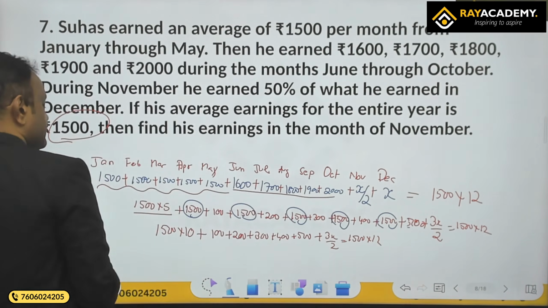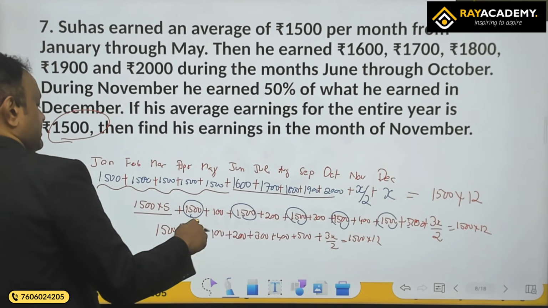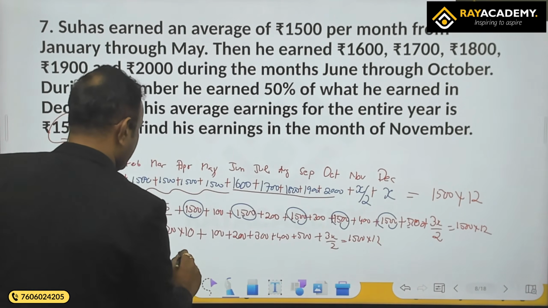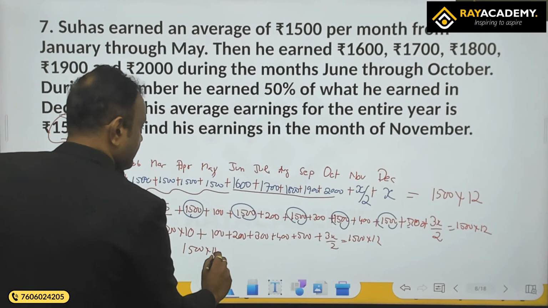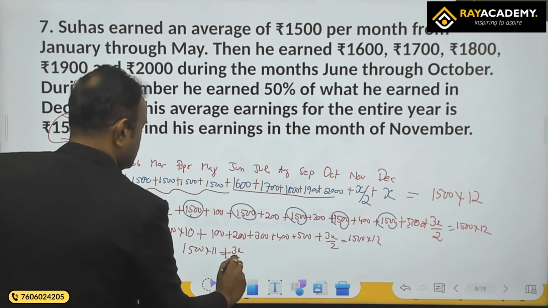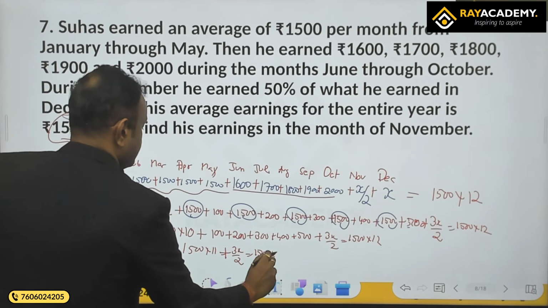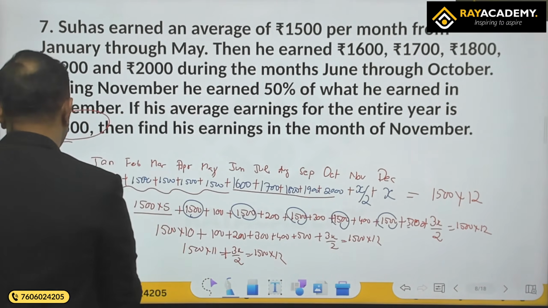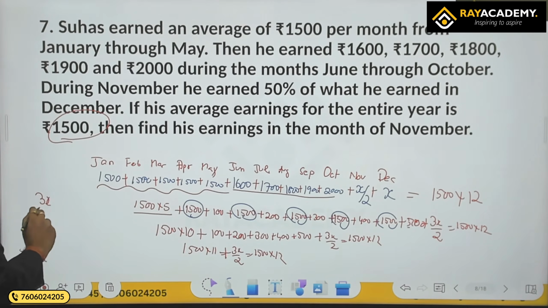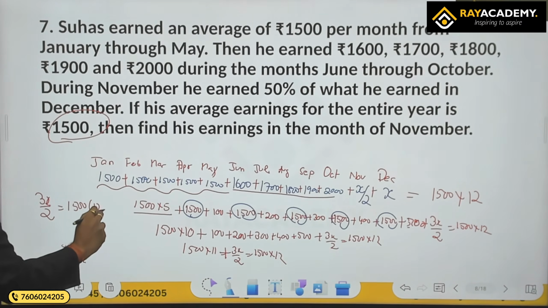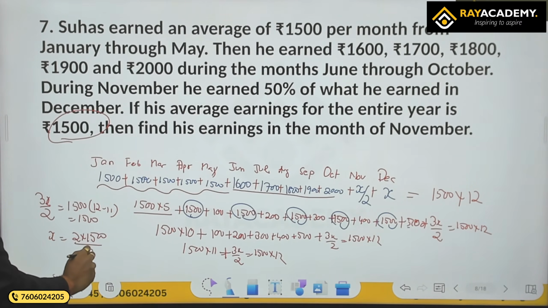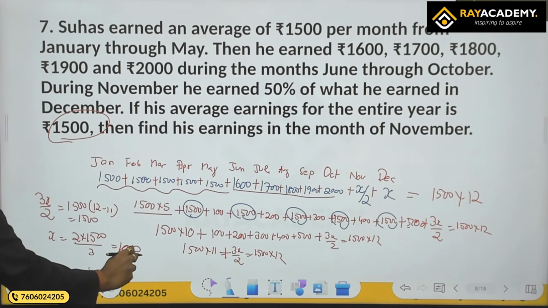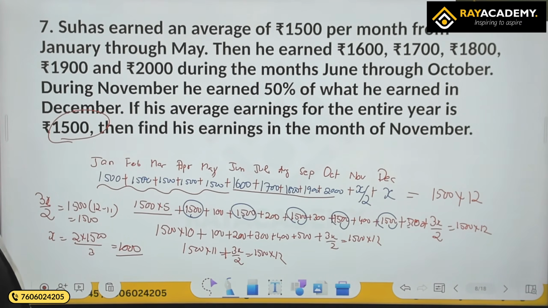So 100, 200, 300 make 6, 6 plus 4 is 10, 10 plus 5 is another 5 1500. So 1500 into 11 plus 3x by 2 equals 1500 into 12. Now it becomes easy. 3x by 2 equals 1500 into 12 minus 11, that is 1500. So x is 2 into 1500 by 3, that is 1000. This extra 1000 was there. Then find the earnings in the month of November.